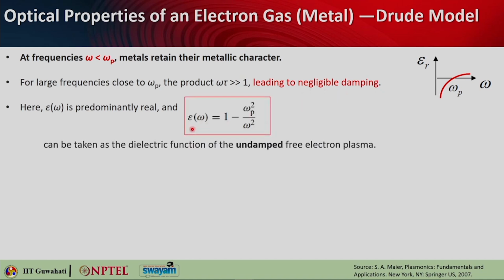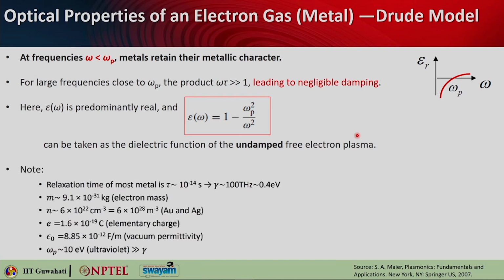So, you can simply write epsilon omega as 1 minus omega p square by omega square, and this is this particular graph. So, why it is crossing 0 at omega equals omega p, you can see from here. If you take omega equals omega p, this term becomes 1, so permittivity becomes 0. Okay. So, this is basically the dielectric function of an undamped free electron plasma, because we are ignoring the damping term here, the gamma term here.